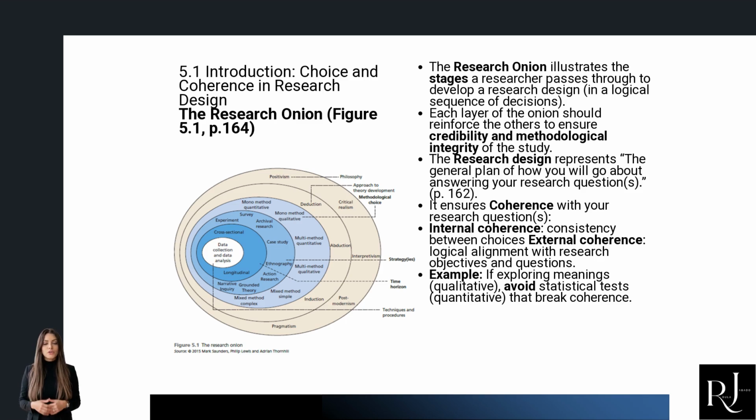Essentially, we strive for coherence. Internal coherence refers to the consistency between your choices across the layers. External coherence ensures your design aligns logically with your research objectives. For example, if you are exploring deep human meanings through a qualitative lens, you should avoid using purely statistical tests that might break this coherence and invalidate your findings.